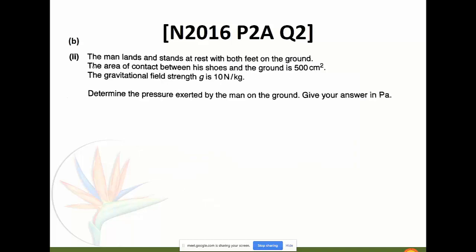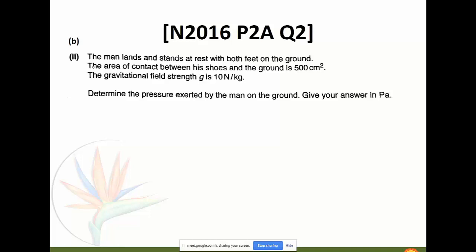Let's go to part 2. The question reads this way: the man lands and rests with both feet on the ground. The area of contact is 500 cm square. I want you to pay attention to the unit. The gravitational field strength g equals 10 Newton per kg. Then they say determine the pressure.